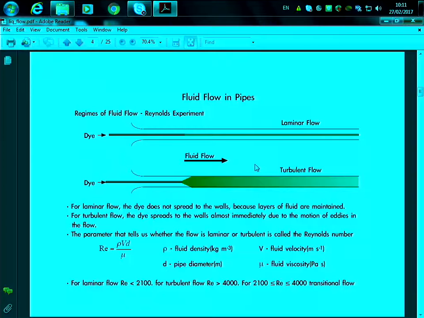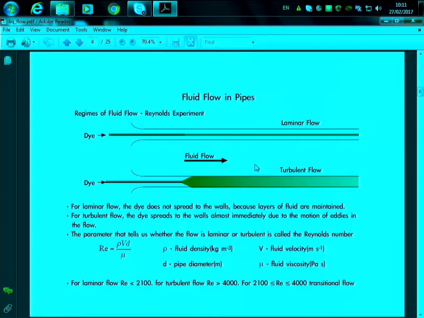Okay, so for laminar flow, the dye does not spread to the walls because layers of fluid are maintained. And for turbulent flow, the dye spreads to the walls almost immediately due to motion of eddies in the flow. So eddies are basically circular motions, which is the mixture of the flow. So the parameter that tells us whether the flow is laminar or turbulent is called the Reynolds number.